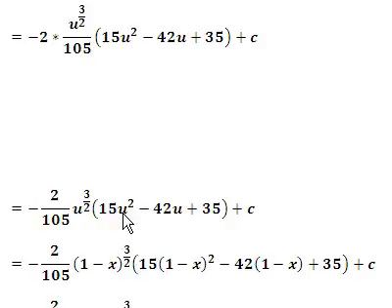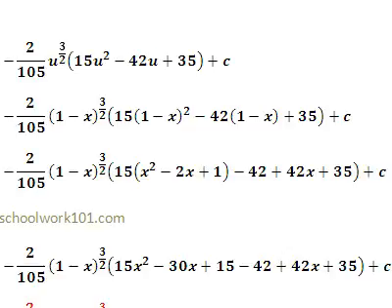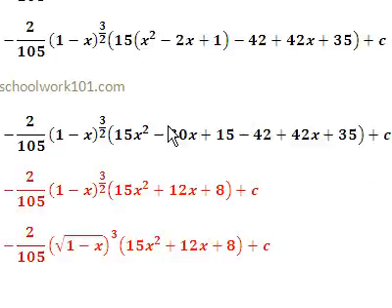And now I go ahead and substitute back in for u, which was the 1 minus x. And so now what I do here is I FOIL this out. 1 minus x squared, so that'd be 1 minus x times 1 minus x, which gives us this lovely stuff here. And I just distributed the negative 42 across. Rewrote 35. This is plus c out here, as you can see.